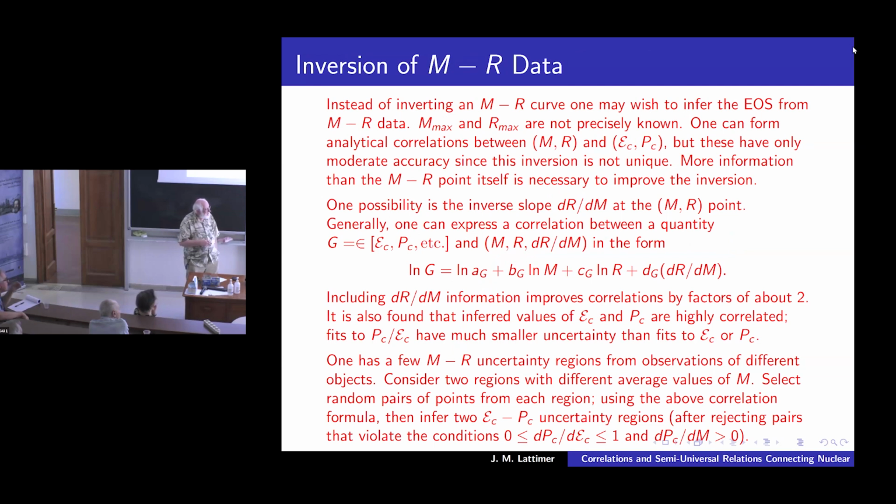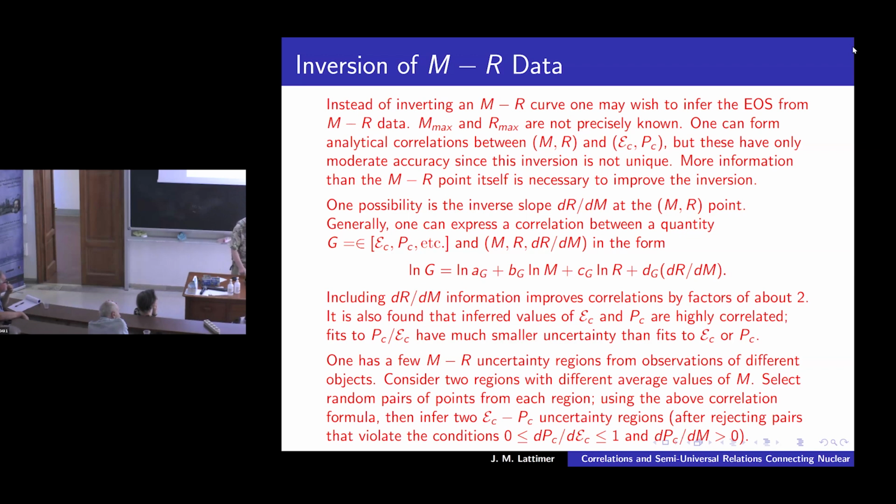I chose dR/dM because dM/dR has an infinity when the mass radius curve is vertical, while this has a 0 in it. And you can find fitting formulas basically of this form where a quantity like energy density, pressure, speed of sound, or whatever can be fit by knowing the mass and the radius and the slope at a single point, and with a much improved accuracy.